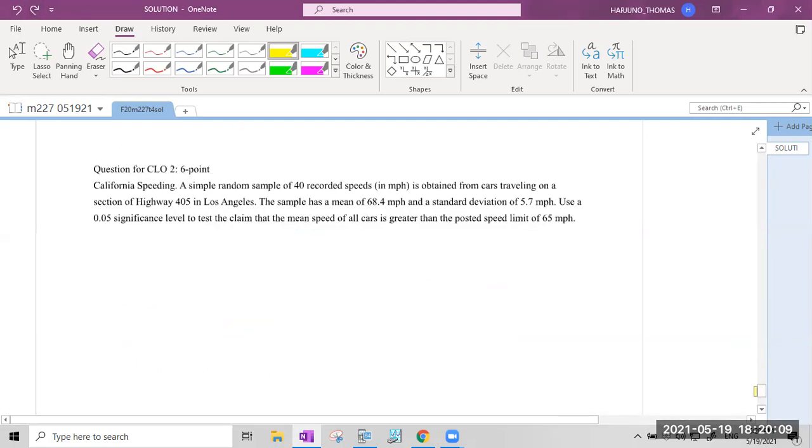Next, number 2, California speeding. A simple random sample of 40 recorded speeds is obtained from cars traveling on a section of Highway 405 in LA. So n equals 40. The sample has a mean of 68.4 and standard deviation 5.7.